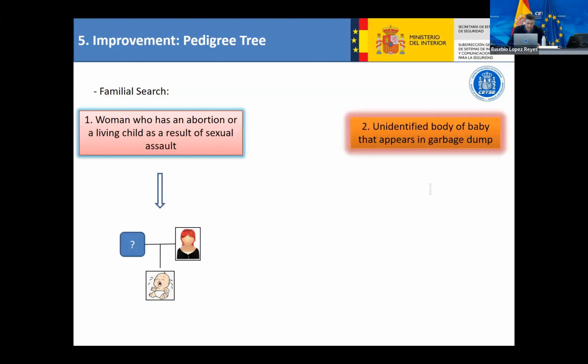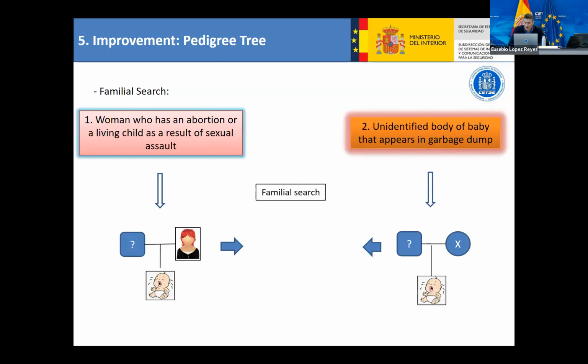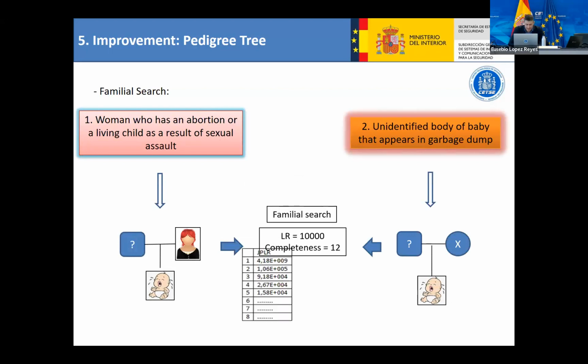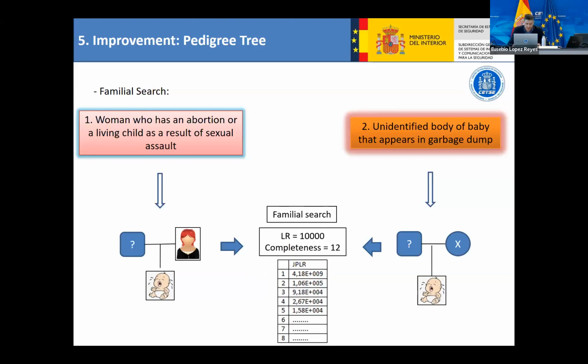And on the other side, we have the unidentified body of a baby that appears in a garbage dump, no? It is much more difficult for us to develop the auto-search in a normal way for these two specific cases, okay? It is necessary to carry out a manual search configuration for each particular case. A sign of category for this kind of situation has not been established, okay?